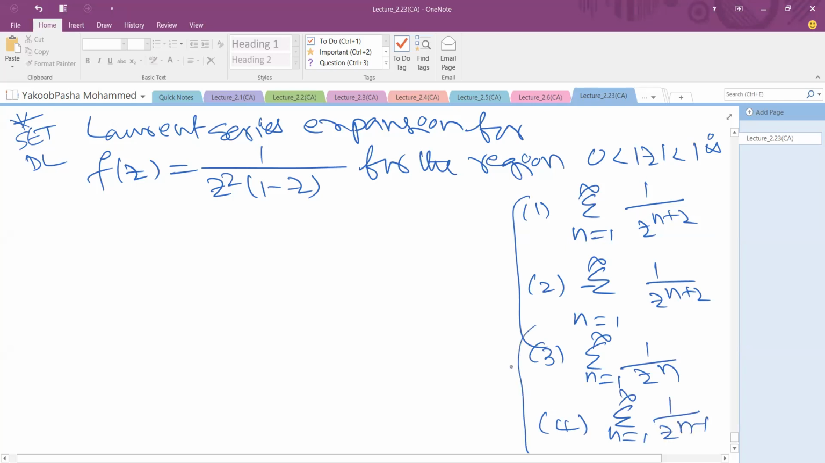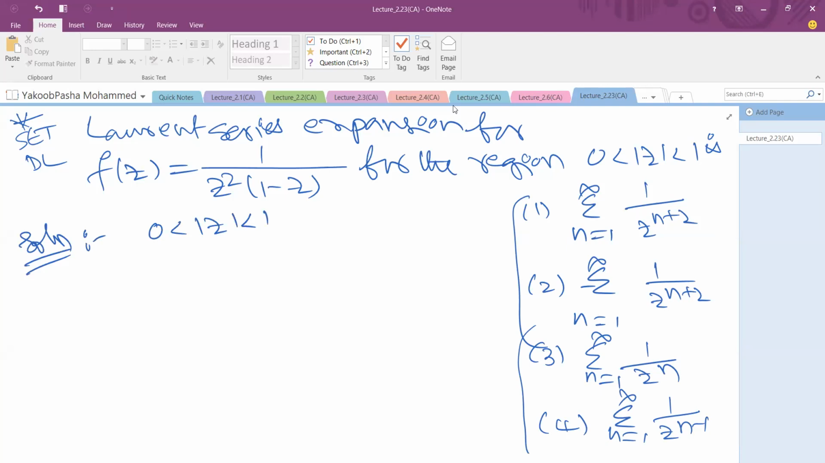Okay, we have two conditions here. First, we have to check the condition 0 less than modulus of z less than 1. Okay, option 1, we'll check. First, 0 less than modulus of z. It is a positive number, and the condition is obviously mod z less than 1.